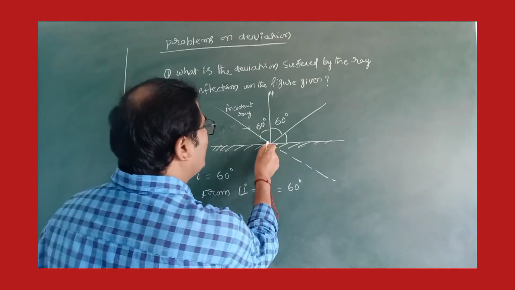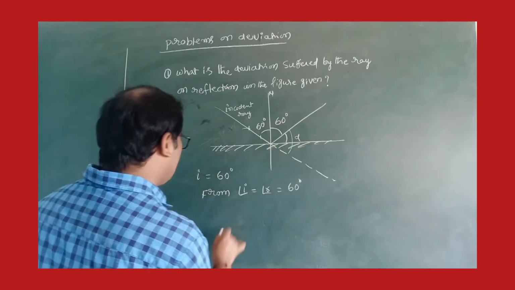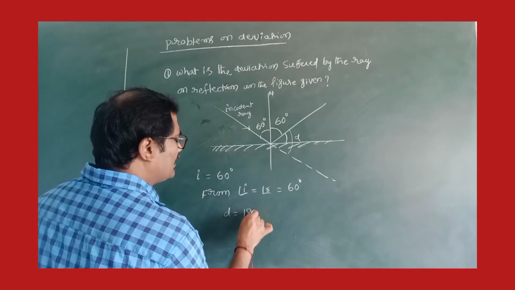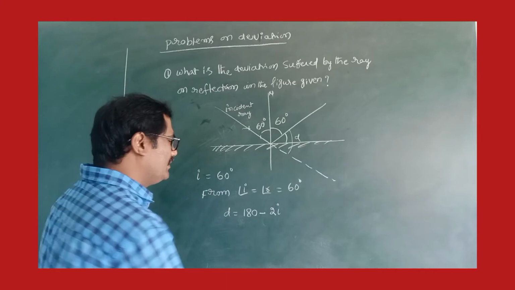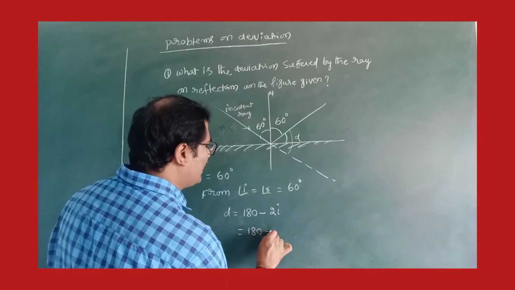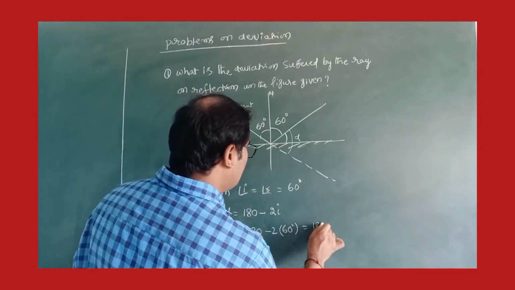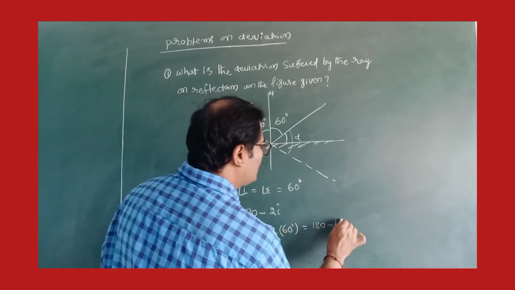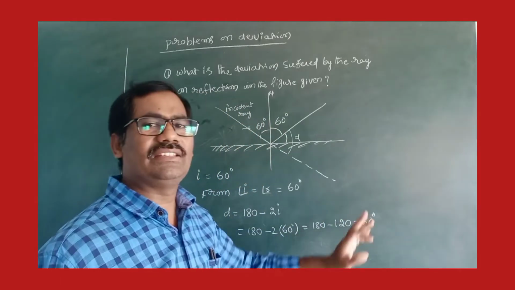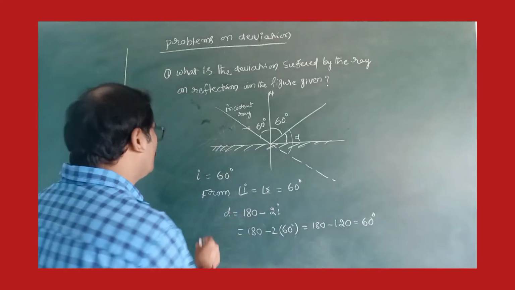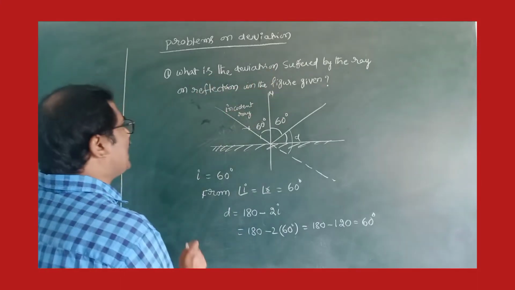Next, what is the deviation angle? That is D. D is equal to 180 minus 2i. That means 180 minus 2 into 60 degrees. 2 into 60 is 120, so 180 minus 120 is 60 degrees. That is the deviation suffered by the reflection in the figure. That is the deviation angle.